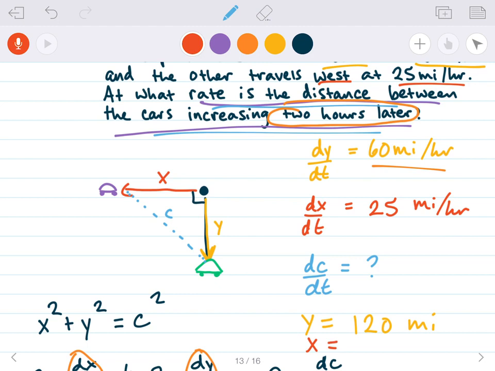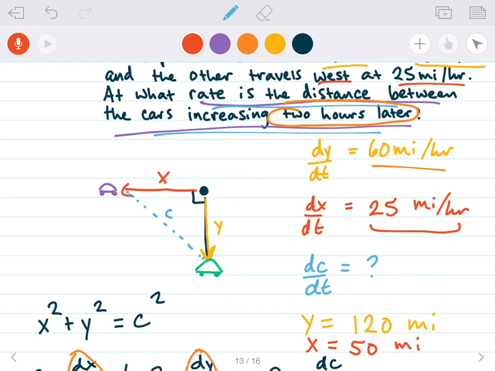Well, we apply the same logic here. We're interested in where that car is 2 hours into its journey, and it's going 25 miles per hour, a very slow crawl this car is going. And so in 1 hour, it goes 25 miles. Therefore, in 2 hours, it has to have gone 50 miles. So that's the distance of x, it's 50 miles.